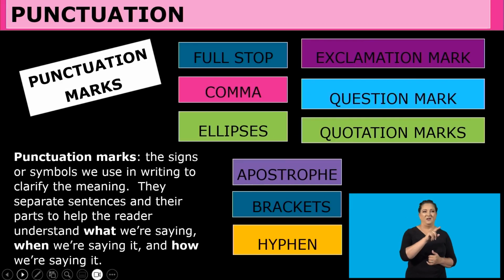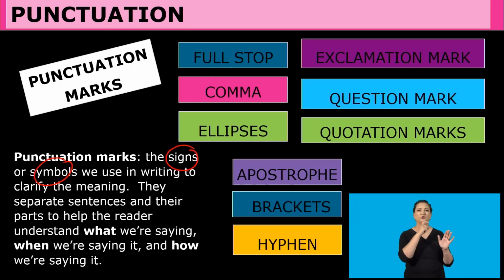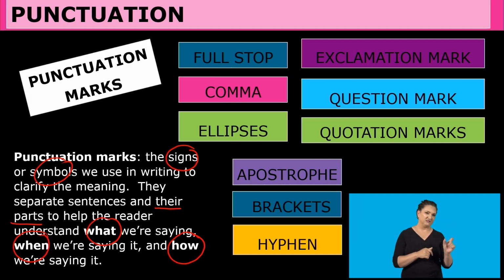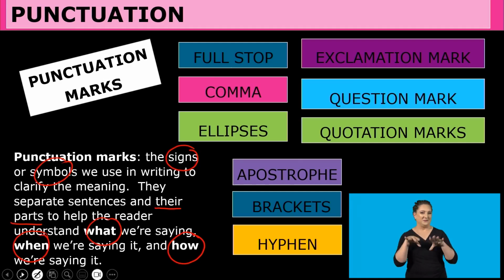Now remember, these are the signs and symbols we use in writing to clarify meaning. They separate sentences and their parts, all right? So this is where you need to pay attention. Their parts to help the reader to understand what we're saying, when we're saying it, and how we're saying it, all right? So there is a list of the punctuation marks that you may encounter in the examination question paper.